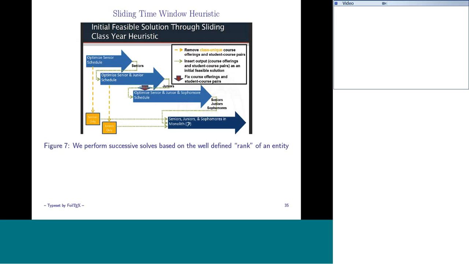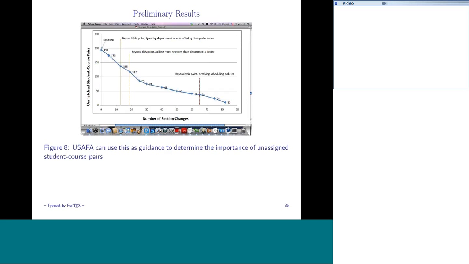But one thing that he did that I thought was very instructive is he's able to generate a number of section changes on the x-axis and the unmatched student course pairs on the y-axis, and really show the academy, if you want to get this number of unmatched student course pairs down to a negligible number, you're going to need to add more sections or change sections, and that may or may not be within your purview. And so, you can decide the extent to which you want to make these wholesale changes, based on the number of unscheduled student course pairs.